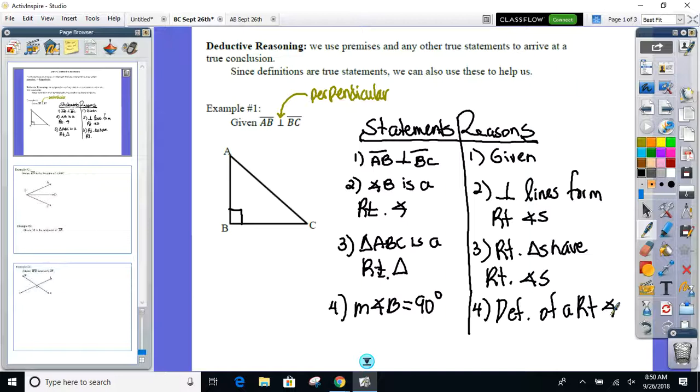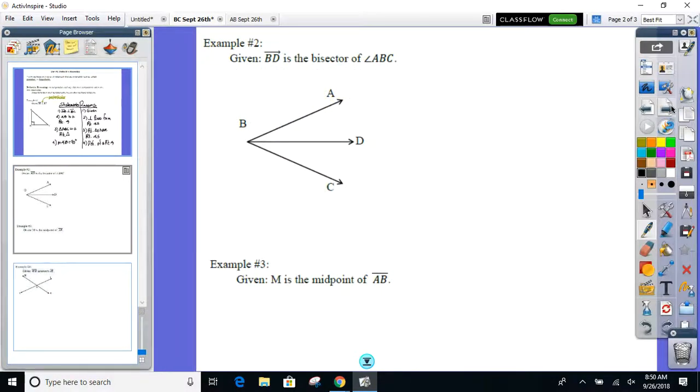And just like down here, I couldn't say angle B equals 90 until I said what? It was a right angle. So this kind of had to go first. And then I could have flip-flopped these if I wanted to, but that had to go first, that it was a right angle. We all good? Questions, comments, any concerns? That was just one. All right, let's try another one.